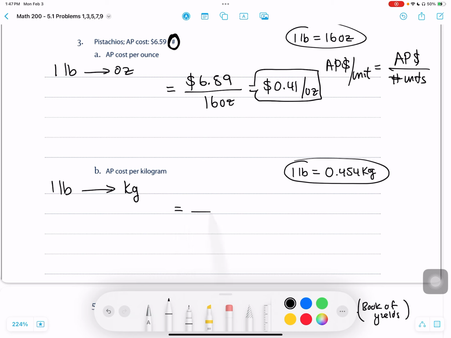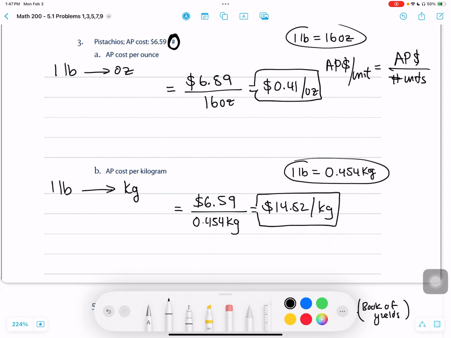So let's go ahead and take that to the formula. Total price is $6.59. That's the price from the problem here. And we are dividing that by the number of kilograms that are equivalent to 1 pound, which is 0.454 kilograms. Then you're going to do the division: 6.59 divided by 0.454. And the total cost per kilogram here will be $14.52 per kilogram.